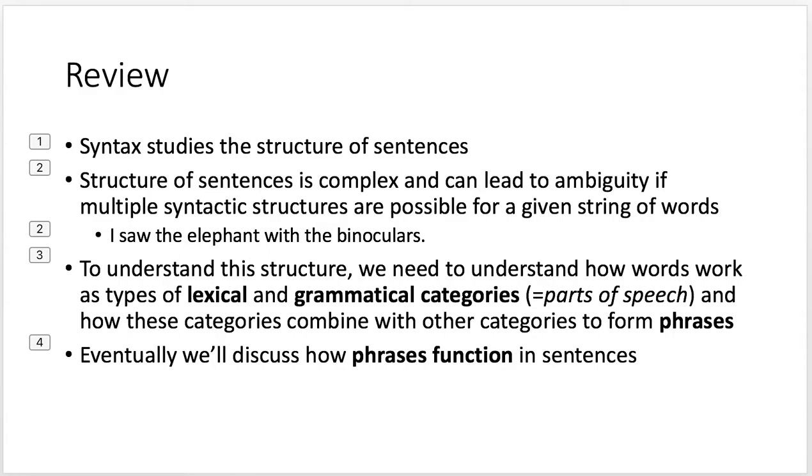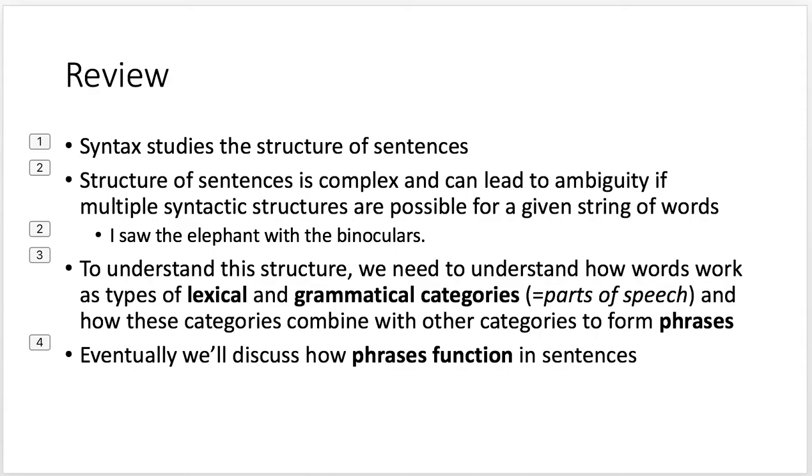So sentence structure is complex, and it can lead to ambiguity if multiple syntactic structures are possible for a given string of words. So for instance, the sentence, I saw the elephant with the binoculars. This sentence has two possible meanings. Either the elephant was holding binoculars, or I used binoculars to see the elephant, which was far away from me, presumably.